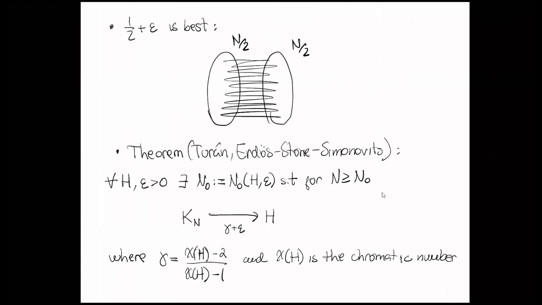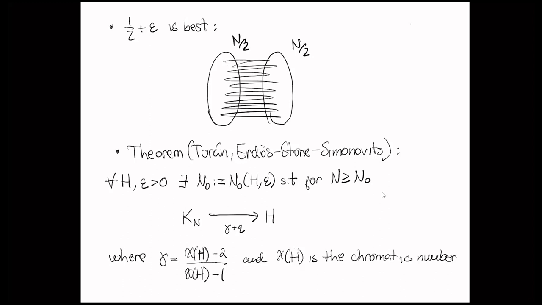Okay. And just to be complete, the most complete form of the theorem is due to Turán for complete graphs and Erdős–Stone–Simonovits for general H. It says that you can have a similar result, but instead of taking 1/2 plus epsilon, you take gamma plus epsilon, where gamma is a function of the chromatic number. Okay. So this would be the similar density statement for graphs.